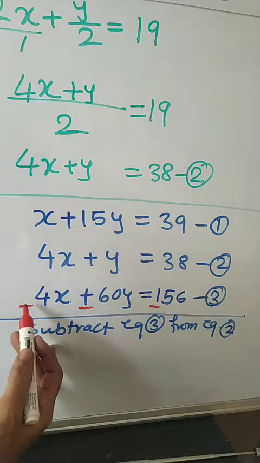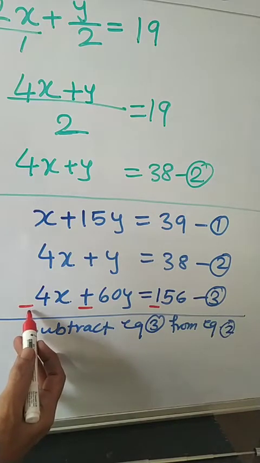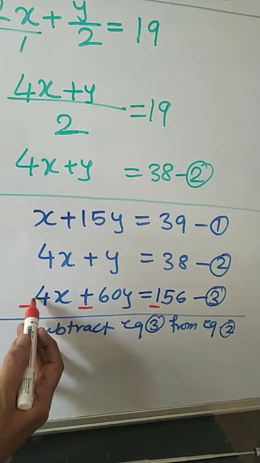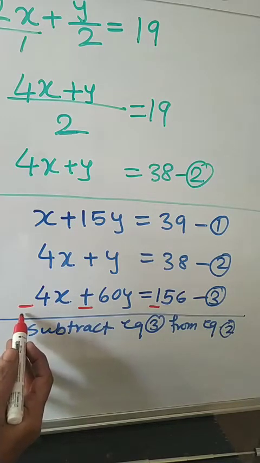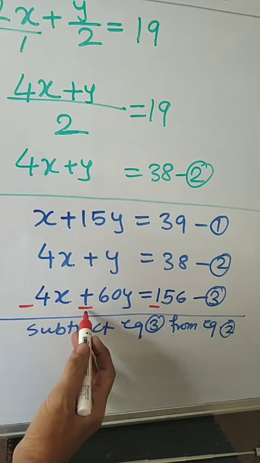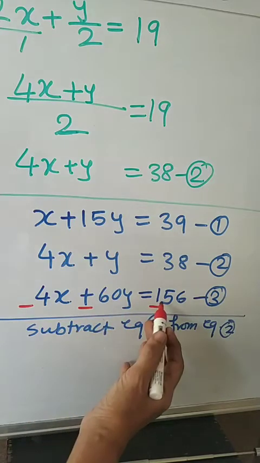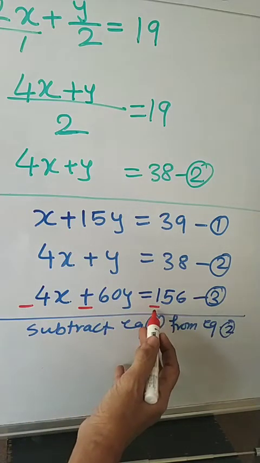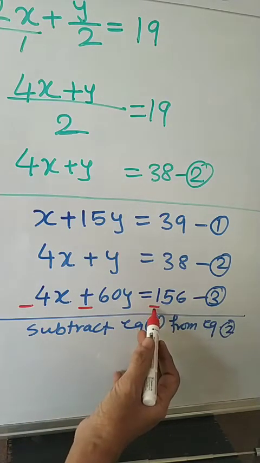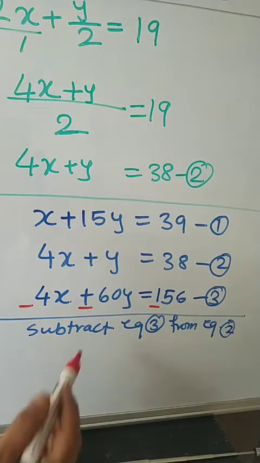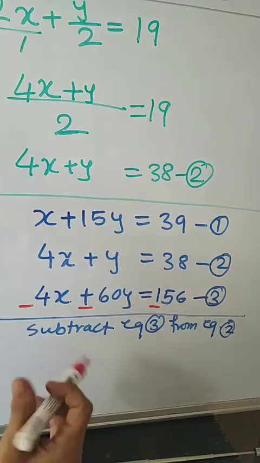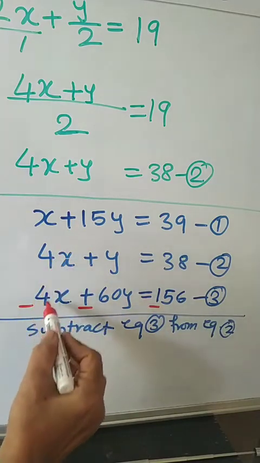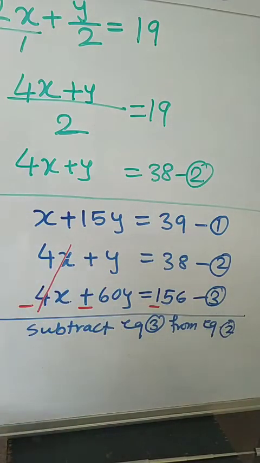You have to put sign which is opposite. So here 4x had no sign, that means plus sign, so I put minus. Here plus is there, I have changed the sign to minus. Here also there was no sign, so it is plus sign, so I made it minus. So we are subtracting this equation from this one. So when we do that, plus 4x minus 4x gets cancelled.